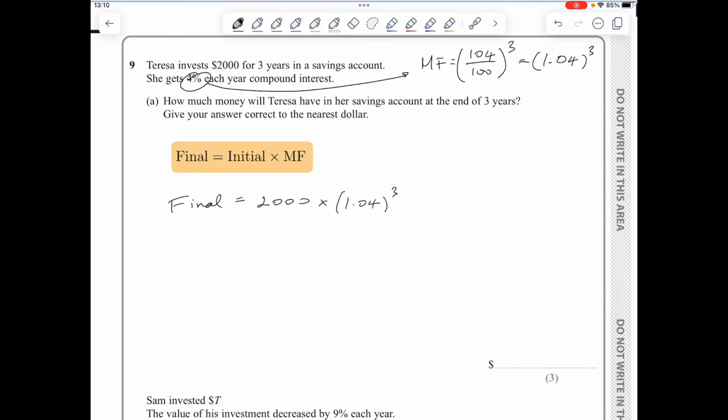Plug this into the calculator, and this will give you 2,249.728. We want this to the nearest integer, so that's 2,250.